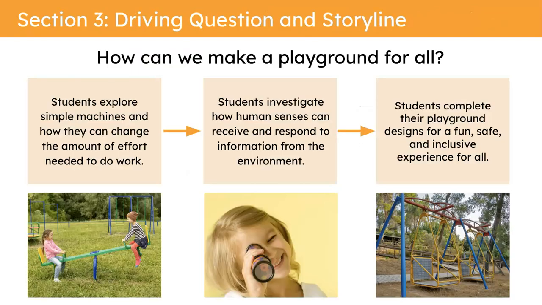In Section 3, students approach the final part of the phenomenon. The driving question is, how can we make a playground for all? Students will investigate how simple machines can make work easier when moving objects, and consider how they might be useful on an inclusive playground. Students then explore how their senses can gather information from the environment and how their brains process it in different ways using their own personal perceptions and memories. Students apply these concepts to finalize and share their fun, safe, and inclusive playground designs. We hope they serve as an inspiration to your local community.